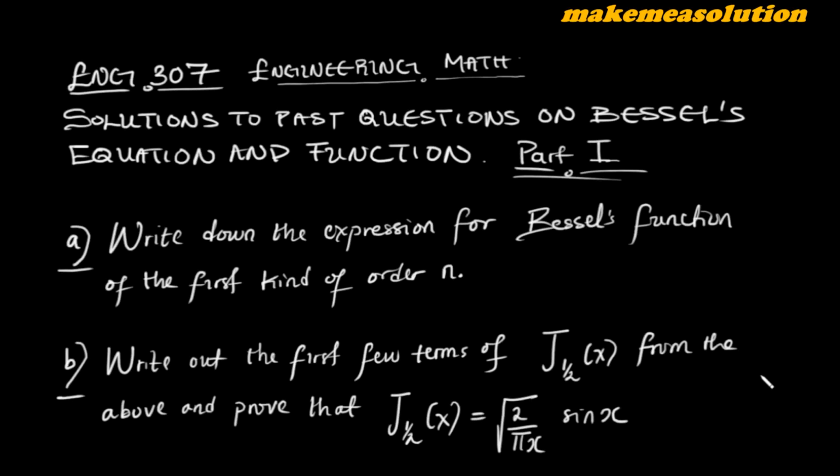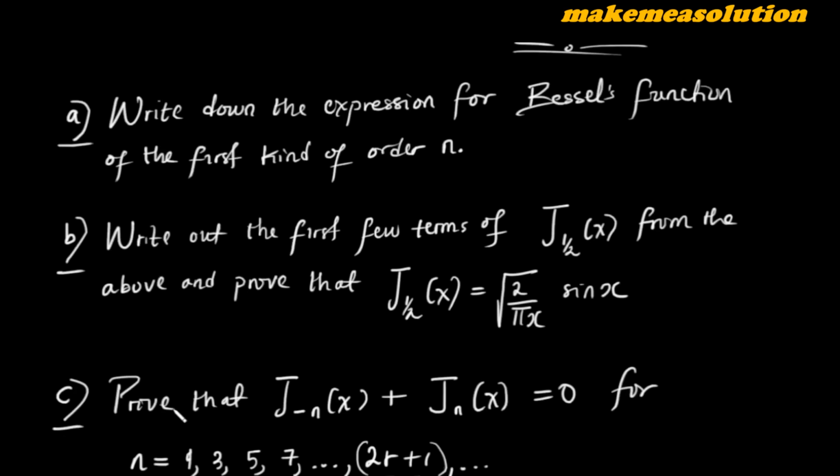Guys, and welcome to the second part of this particular past question. In this past question video review, we are going to solve for the second part, which is: we have to write out the first few terms of J_{1/2}(x) from the above, and we should prove that J_{1/2}(x) is equal to root 2 all over pi x sin x.